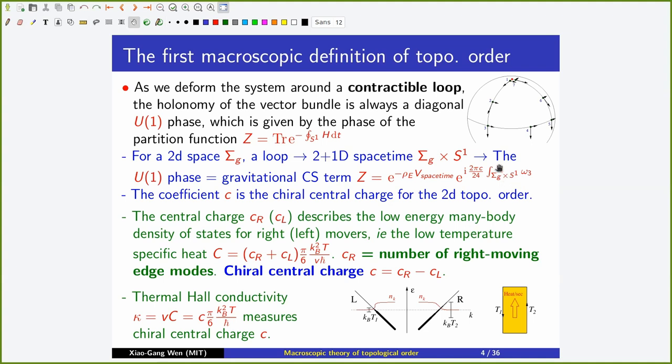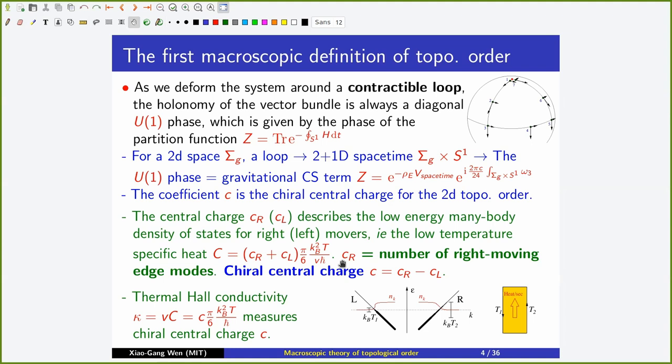And amazingly, this seemingly abstract Berry phase has very important consequences at the edge. So when this topological order has a boundary, you may have a boundary gapless mode, and therefore this so-called central charge. The central charge is basically just a number for a right-moving or left-moving edge mode.